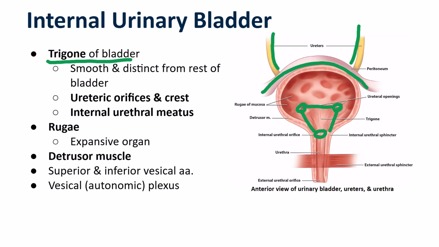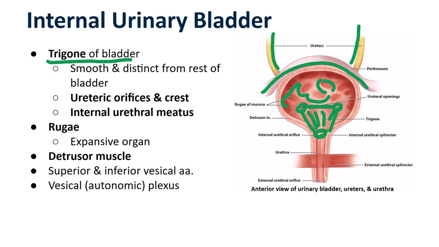The trigone of the bladder is very smooth. It is not rugose like the remainder of the bladder, and it has its own developmental trajectory. So ureteric orifices and crest to the internal urethral orifice, and this smooth area is the trigone. The remainder of the inside of the bladder is very rugose, and we call these ridges rugae. These are present in the undistended bladder, as it is an expansive organ. When it is contracted, these rugae form.